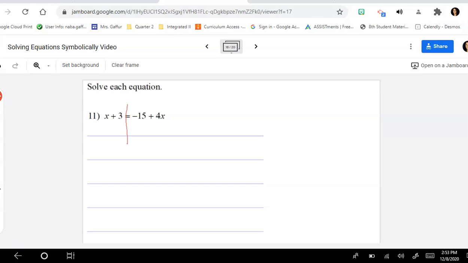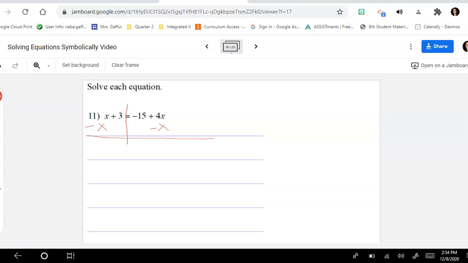Now, a lot of you say, well, Ms. Gafour, is this combining? It's not combining if you're jumping over the equal sign. It's combining if they're on the same side of the equal sign. This time, I'm going to get rid of this x right here. So I'm going to minus x from both sides.